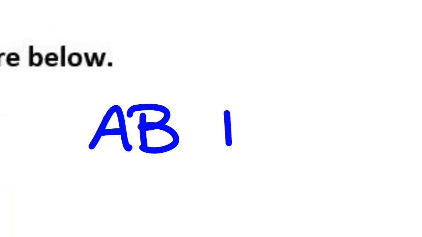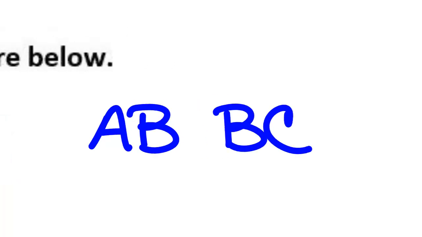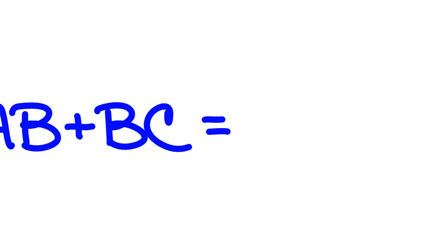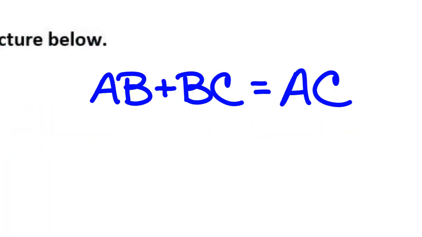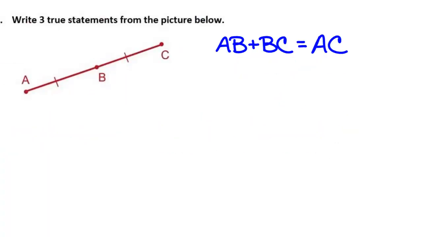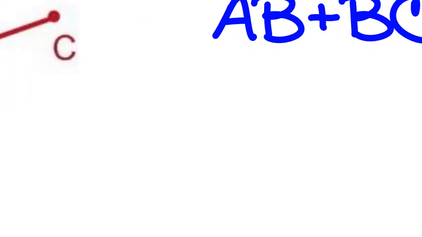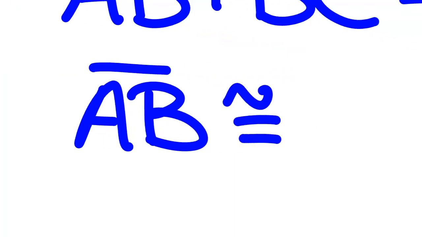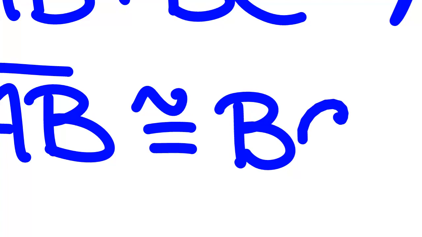So AB, BC, what do you want me to do with AB and BC? We can add them, and it would add up to give me what? AC. What else do we know about these segments? AB is congruent to BC.